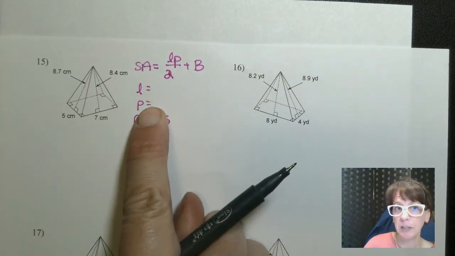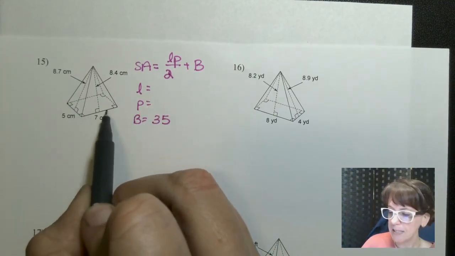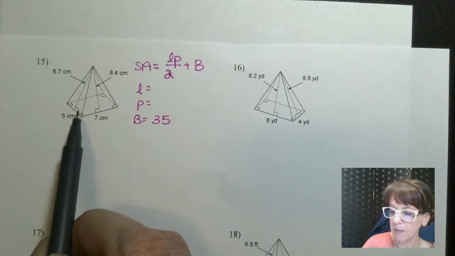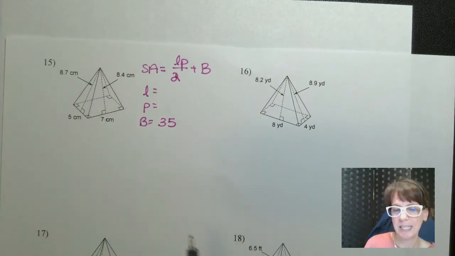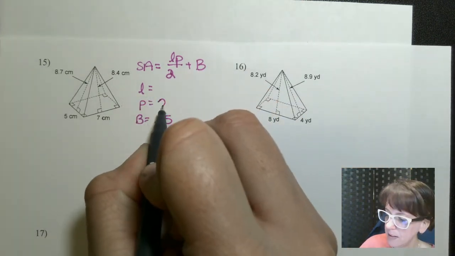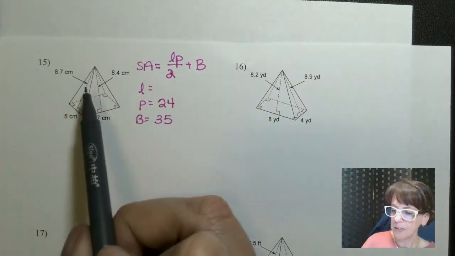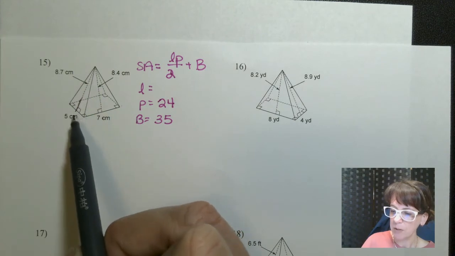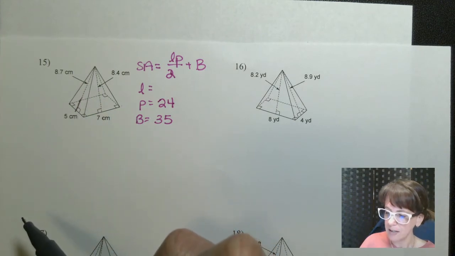Let's do the perimeter now. We have 5, 7, so 5 and 5 is 10, and 7 and 7 is 14. So 10 and 14 is going to give us 24. The perimeter is 24. Our slant height is this bit right here, which is 8.7.